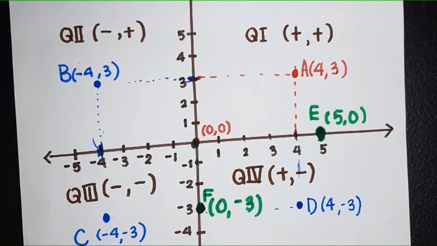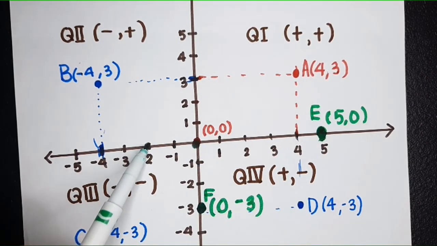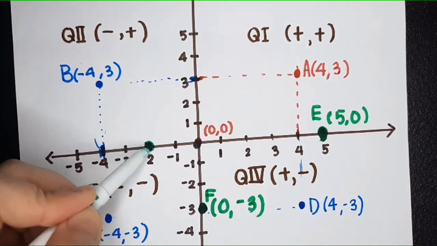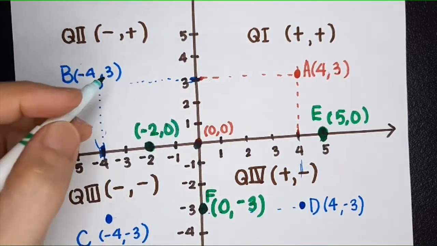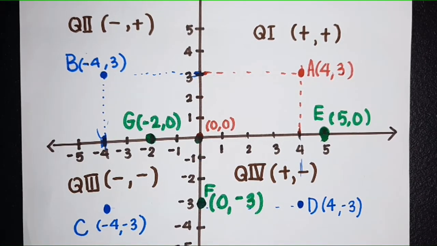Okay? O, isa pa. Locate or plot the point -2, 0. Asan kaya ang -2, 0? So, what is the x-coordinate? -2. So, 1, ito yung -2. And then, the y-coordinate is 0. So, you don't really have to move. Okay? So, dito na siya. Okay? This is the point -2, 0. Let's call it point G. Ang dami na nating points dito.